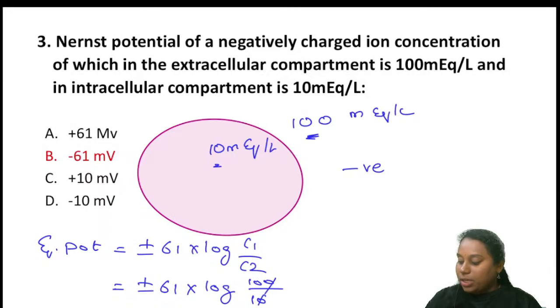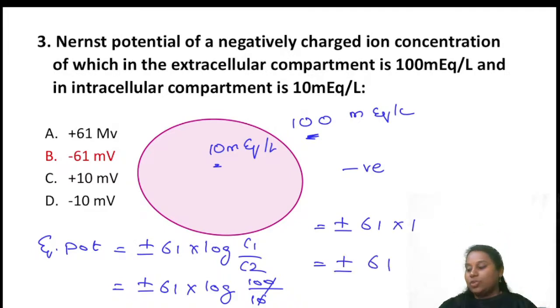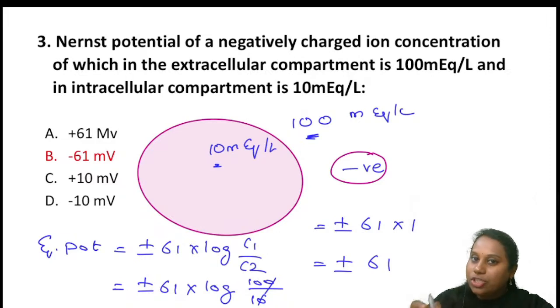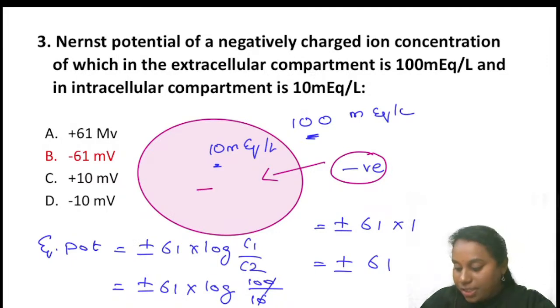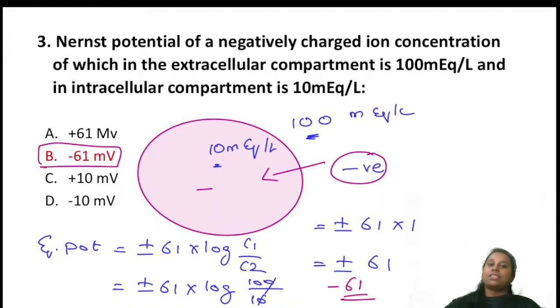You have a log 10 here, log 10 is 1. So equilibrium potential is equal to plus or minus 61 into 1. So that is plus or minus 61. Now let's determine whether it is plus or minus. Just think, it is a negatively charged substance which is present more outside the cell. So how will this ion move to reach equilibrium potential? From 100 to 10, or from outside to inside. So in an attempt to reach equilibrium potential, what charge is it adding inside the cell? It is bringing in negativity. So the answer is minus 61. Correct? Yes, the answer is minus 61.